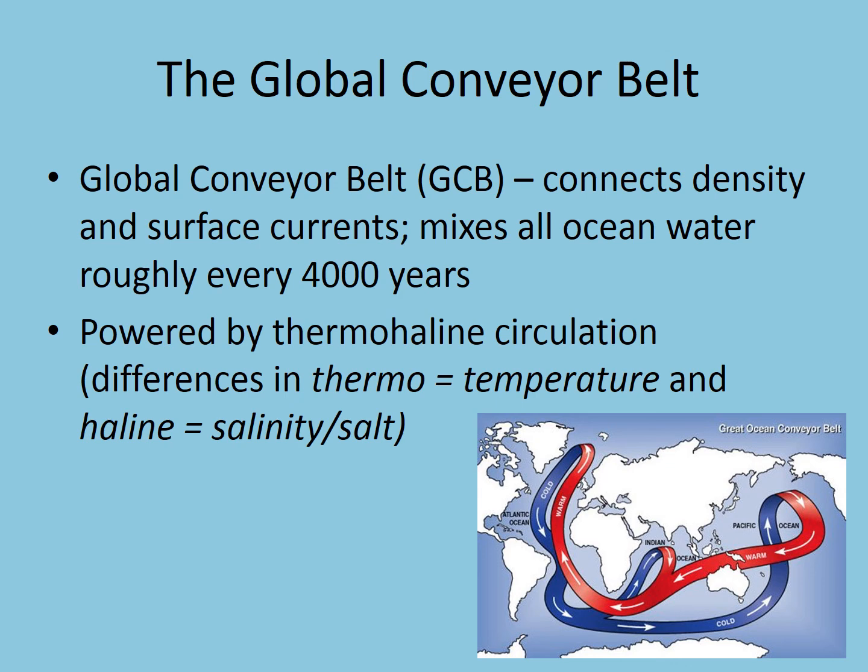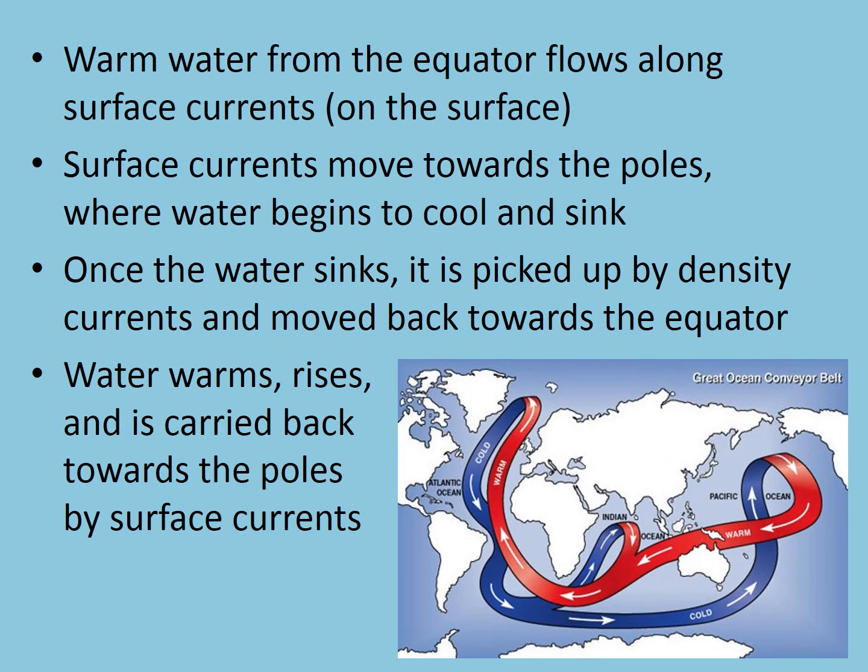And it's powered by something very fancy sounding, thermohaline circulation. But all that means is differences in temperature and differences in salinity. So those things that we talked about at the beginning of notes today is really what powers this global conveyor belt. So this is not step 1, step 2, step 3, but I kind of wanted to talk to you about how this current works.